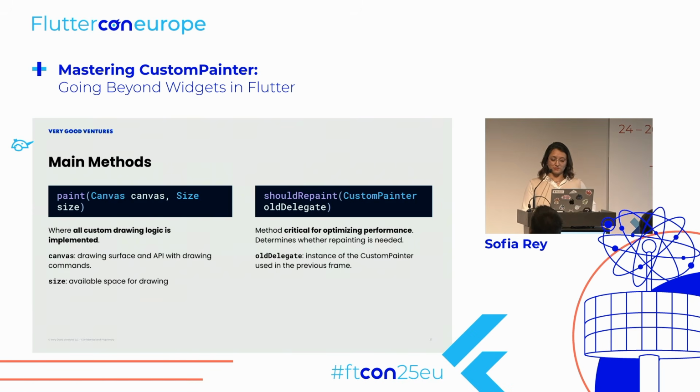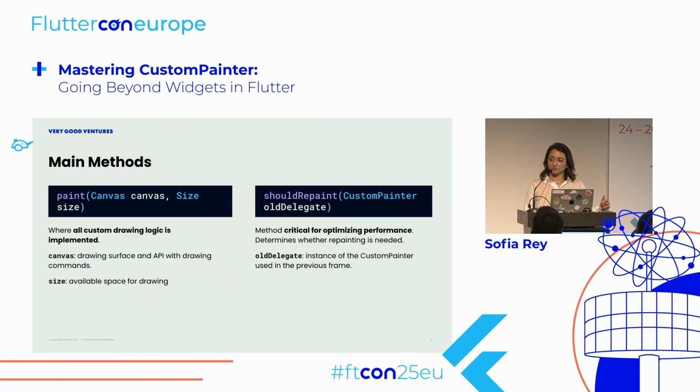And it will receive a canvas, which is the actual surface for the drawing, and will provide us with tools for that. And then the size, which is the available space for it. And then we have the should repaint method, which is very important for performance, as it's going to determine if we need to repaint our drawing or not.